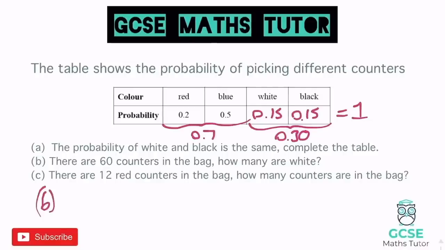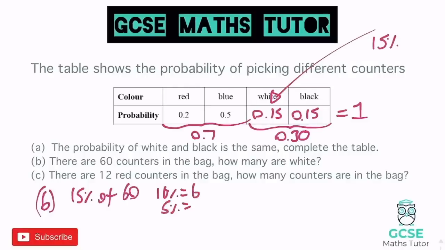Now for part B it says that there are 60 counters in the bag. How many are white? Now if we look at the probability of white, which is over here, 0.15 is 15%. So really all this is asking us to do is to work out 15% of 60. And we can do that nice and easy. 10% is 6, 5% is half of that, which is 3, and add them both together and that's 9.